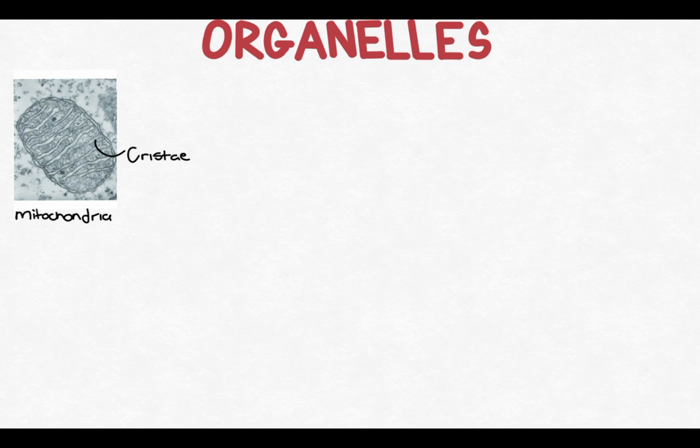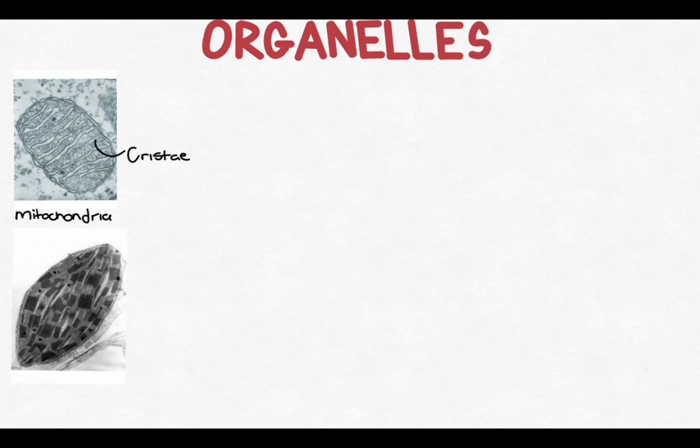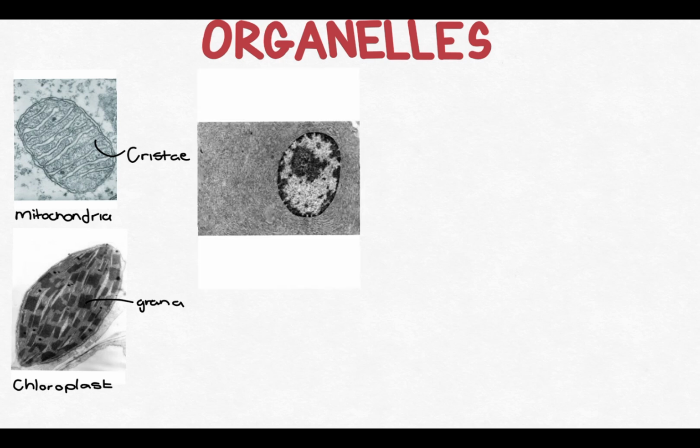We can then also find chloroplasts. Now, these organelles are mainly in plant cells. They're responsible for photosynthesis and the production of carbohydrates like glucose. Now, chloroplasts can be identified by these flattened stacks that are packed upon each other, giving this dark appearance called grana. We then also have a nucleus, and the nucleus is found in all eukaryotic organisms.